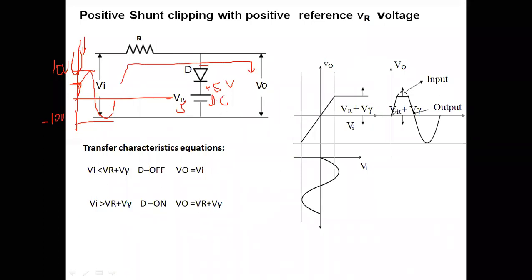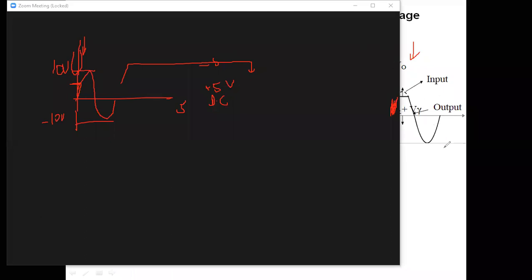That means the output will slowly increase. See the output waveform. This is our output waveform. The output is slowly increasing up to the reference value, when it reaches 5 volts, or when it reaches 5.1 volts.